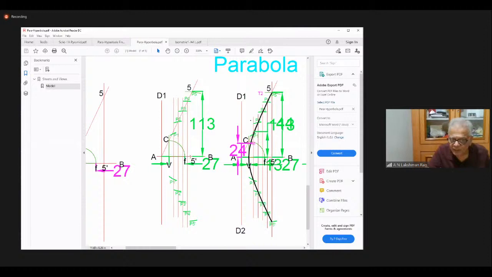Take this radius, put your compass at phi dash, take the radius, and from F as center, cut off an arc. Similarly, 2 dash radius, F as center, cut arcs. Everywhere you cut both top and bottom. Through all the points, draw a smooth curve.